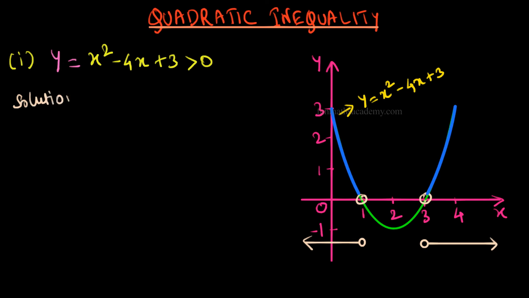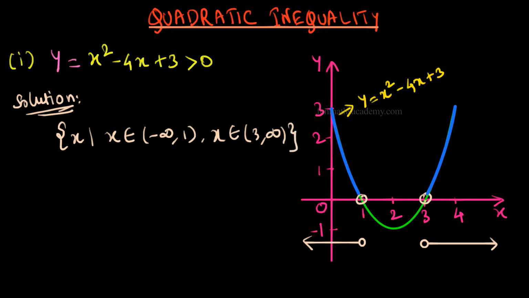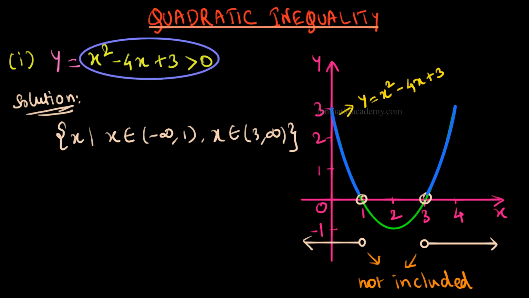And so, we get the solution of this inequality to be the set of all x such that x belongs to the open interval minus infinity, 1 and x belongs to the open interval 3, infinity. You may notice that 1 and 3 are not solutions to this inequality. That is because the inequality x squared minus 4x plus 3 is strictly greater than 0. But if the inequality had been greater than or equal to 0, then the values of 1 and 3, the roots of the quadratic, would also be solutions of this inequality.